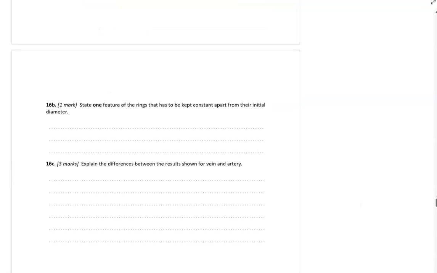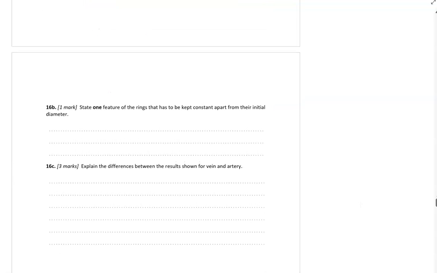So then B, name one feature of the rings that has to be kept constant apart from their initial diameter. Well, then start to think about it. It needs to be the same animal, it needs to be the same freshness, it needs to be the same width of the ring. Okay, so a few things you could write there.